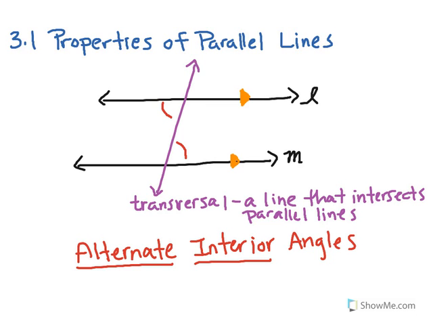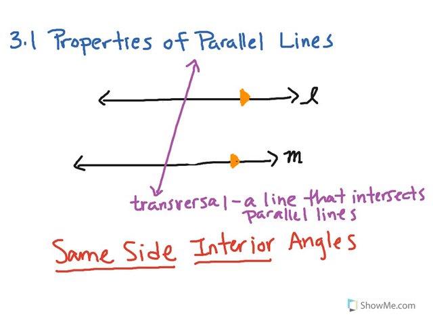The next one that we're going to look at is same side interior angles. Same side interior angles, once again, means that they are on the same side of the transversal this time, yet they are still inside those parallel lines. So that would be perhaps this angle and this angle. Those two are same side interior angles. The next one that we're going to look at is corresponding angles.